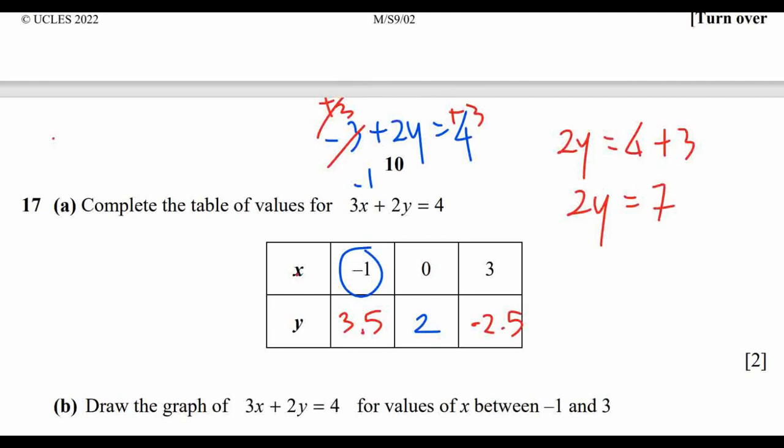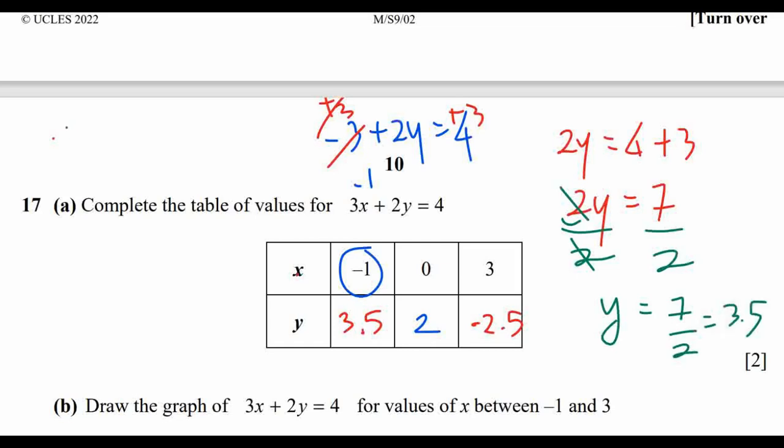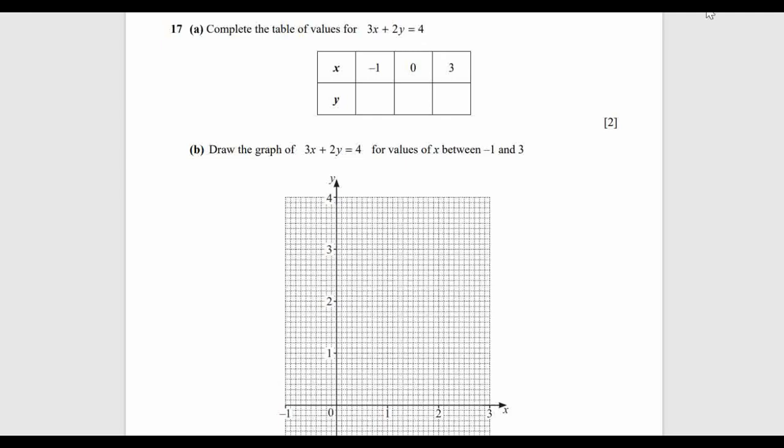Now how to get y? We have 2 in here, so we divide by 2, and that will cancel the 2. So y is 7 over 2, which equals 3.5. We do the rest the same with x equals 3. So plug in 3 to this one. Then we'll get -2.5. Next we move on to question 17b.